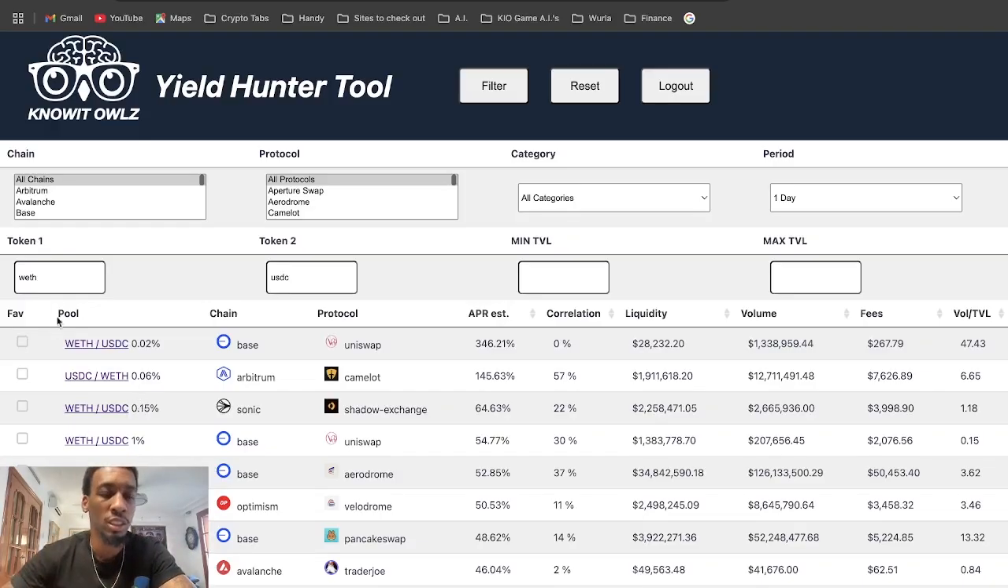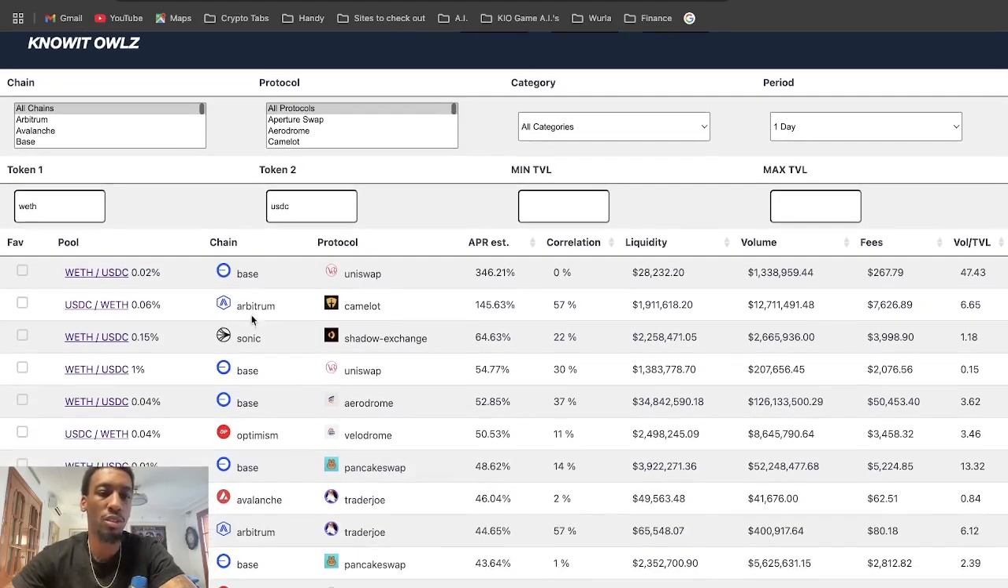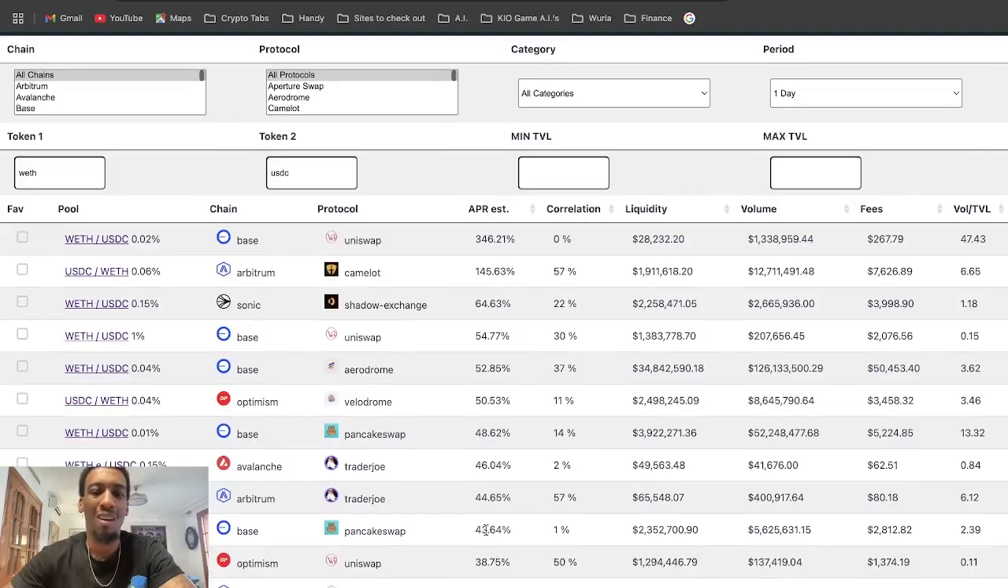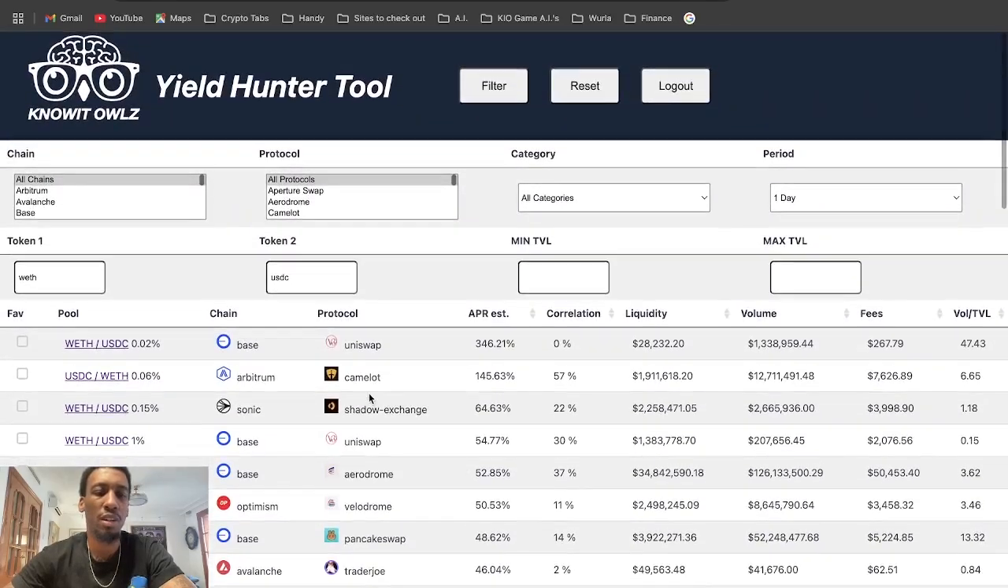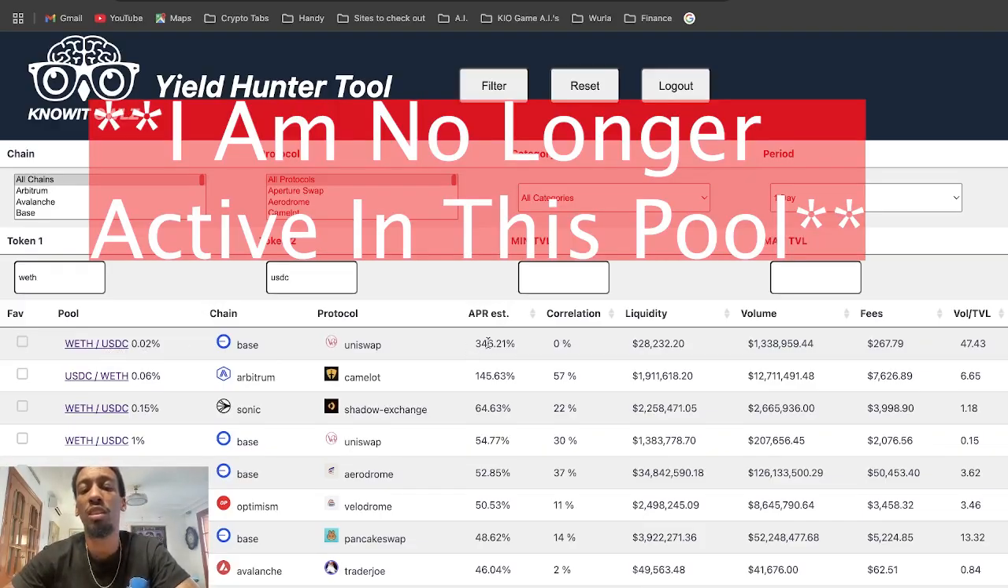I digress. So I go on here, I already typed in ETH USDC, and the market's been kind of stagnant right now. If you look at all these pools, you have Arbitrum, Sonic, Base, Optimism, Base, Avalanche, right? All these yields are pretty small except for Camelot. I'm not providing liquidity on Camelot because I'd rather stick to Uniswap, Aerodrome, Raydium, Orca, etc. So you can see that this ETH USDC pool is printing 346% APR, almost 1% per day, right?